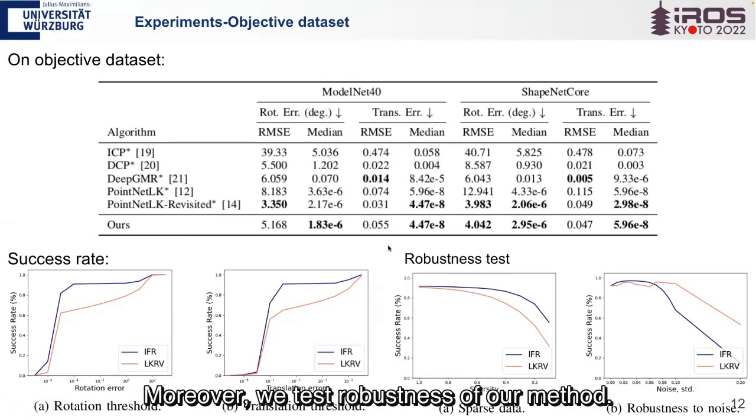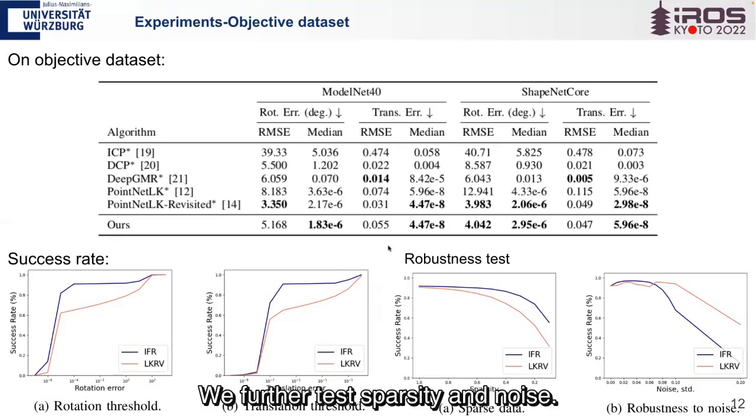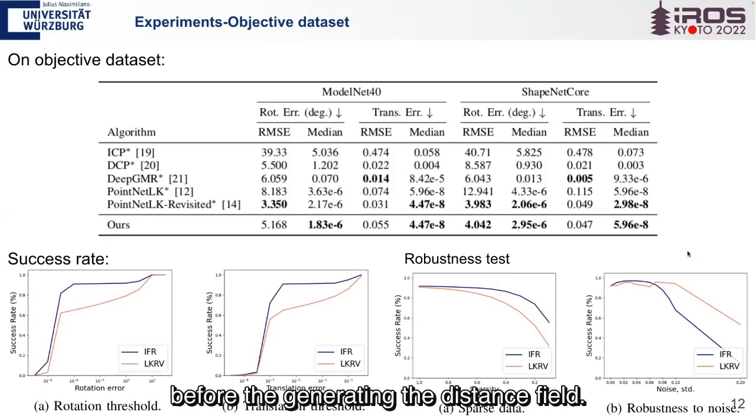Moreover, we test the robustness of our method. We further test sparsity and noise. We find that our method is more robust than the density. However, it is not good on noise. This makes sense because the distance field naturally has a big response to outlier points. To make the method more robust to noise requires filtering of the points before generating the distance field.